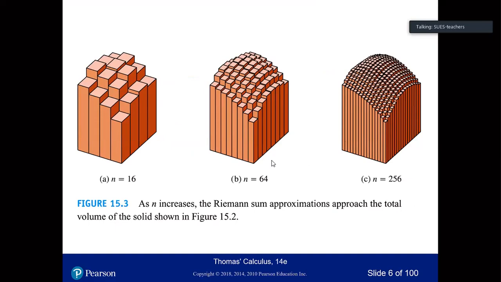And when we make the rectangular boxes 256, you see the surface is much smoother than before, right? Comparing the 16, 64, and 256. As long as we keep increasing the number of these small rectangular boxes, the more likely the small rectangular boxes are going to describe the smooth surface well.